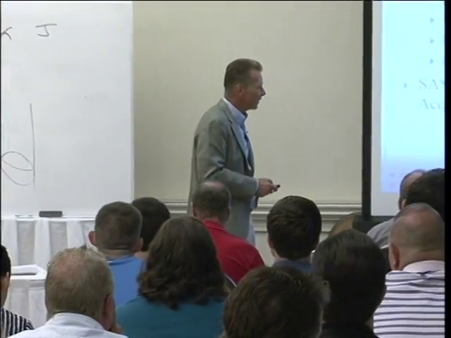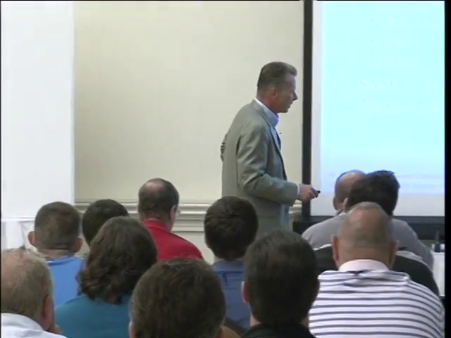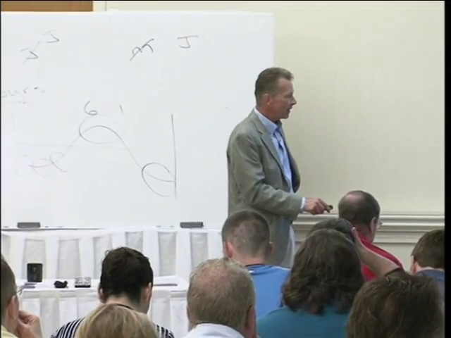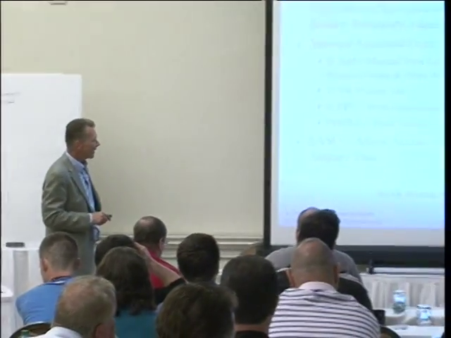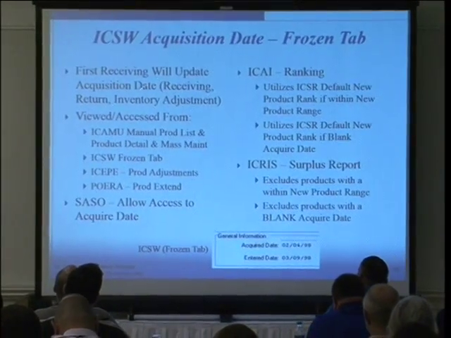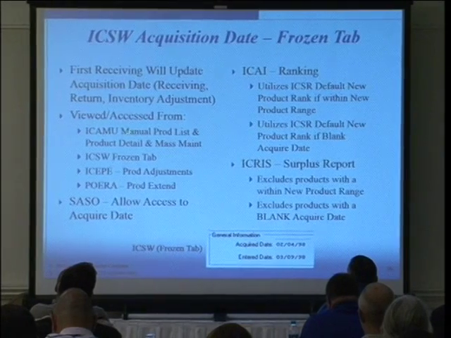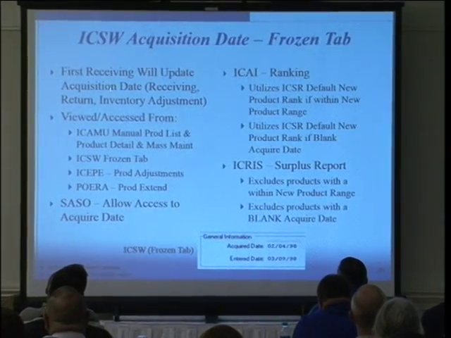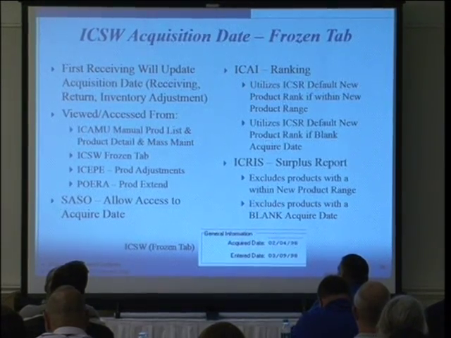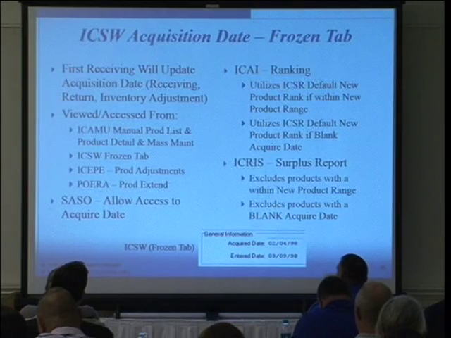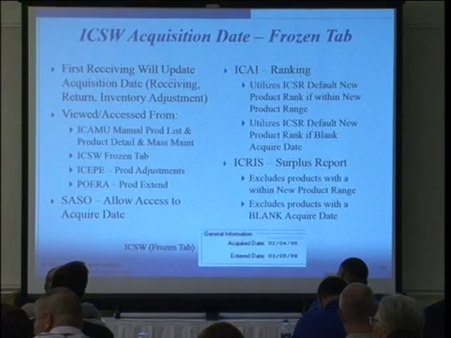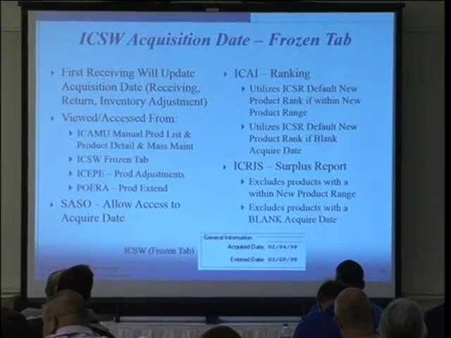So again, I don't want to get too deep into this, but down at ICSW, in the frozen tab of SX, it says here's your enter date and your acquire date. Back here in SASO is where you're allowed to access it. I missed it here, but I believe it's in AO, where you tell the system which one you want to use. There's an overall setting that says, do you want your start date to work off of enter date, or do you want the clock working off of first receipt?